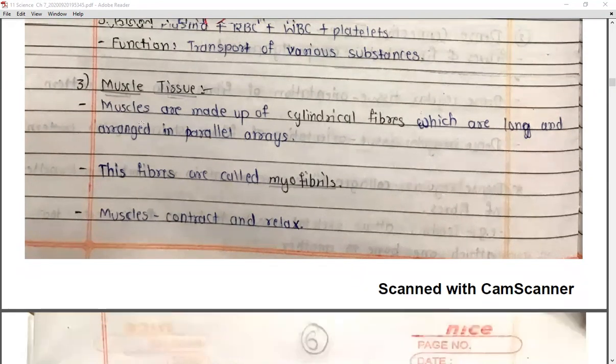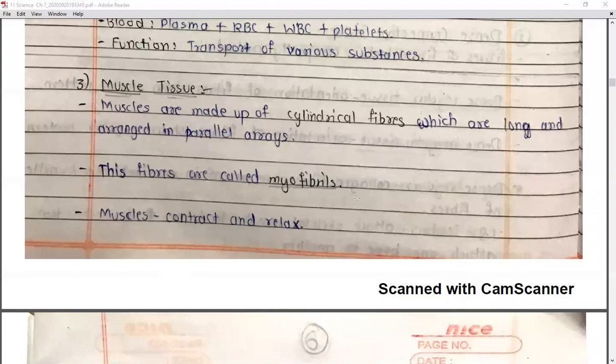So here the muscles are made up of cylindrical fibers, that means there will be the presence of fiber-like structures, thread-like structures, which are cylindrical in nature. They are comparatively long as well as arranged in a parallel way. So those types of tissues are known as muscle tissue. These fibers are called myofibrils, right? These cylindrical fibers which are long in nature, all these fibers are known as myofibrils.